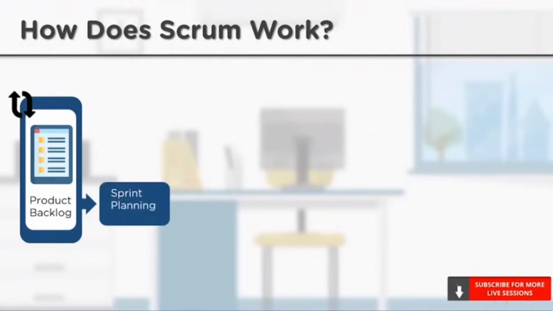Next, we have sprint planning. Here, the team decides the different tasks that they are going to work on and focus on delivering during the upcoming sprint. Then, we have the sprint backlog. The tasks that were discussed in the product backlog are then added to the sprint backlog, which is basically just another smaller list which consists of selected items from the product backlog.